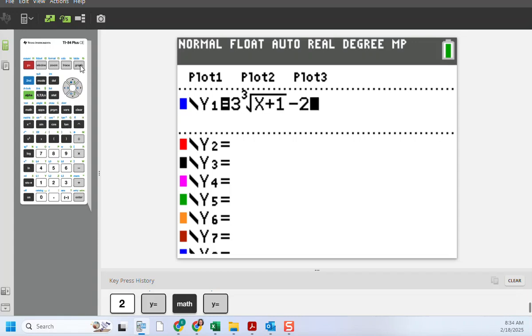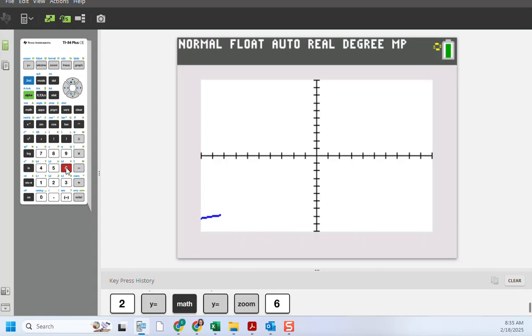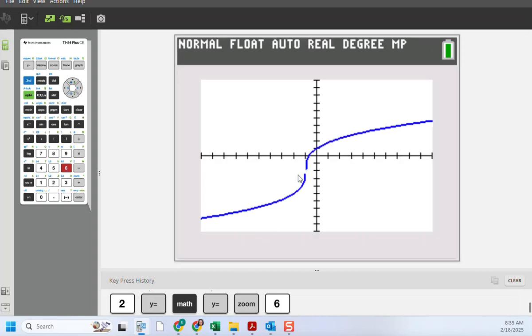Now you could try pressing graph, but sometimes the window's messed up, so if you want to make sure you have a good window, press zoom and choose standard, which is 6. Notice that mine looks like it has a little break in it. It actually doesn't have a break. The cube root function won't have a break in it. I don't know why it looks like that, but you can see the inflection point is right where it looks like a break. So the inflection point is at -1, -2.